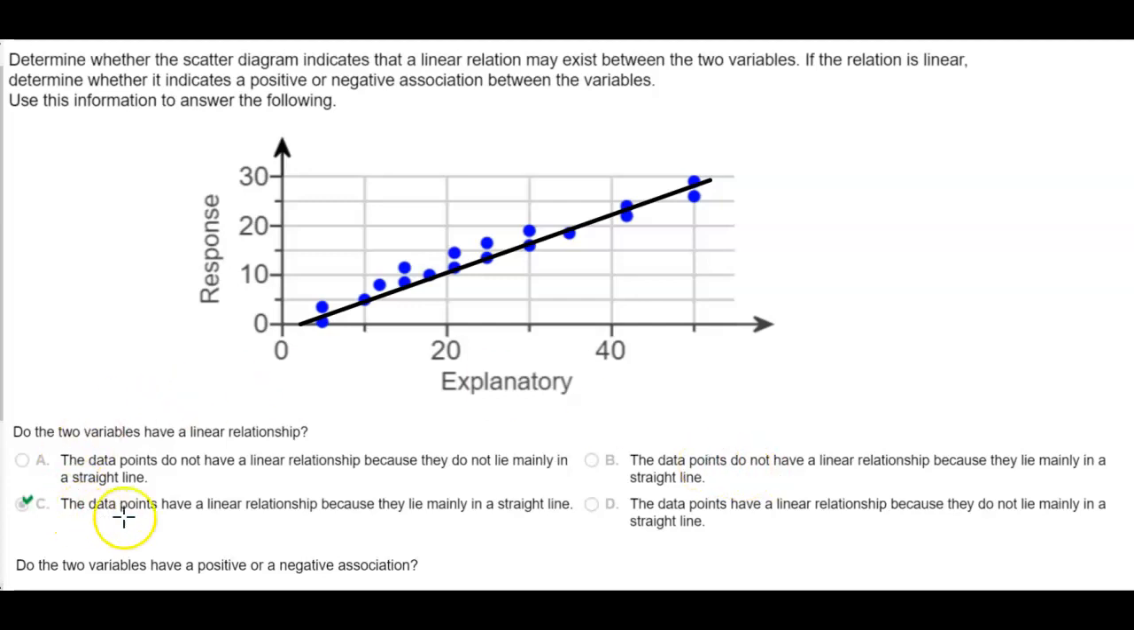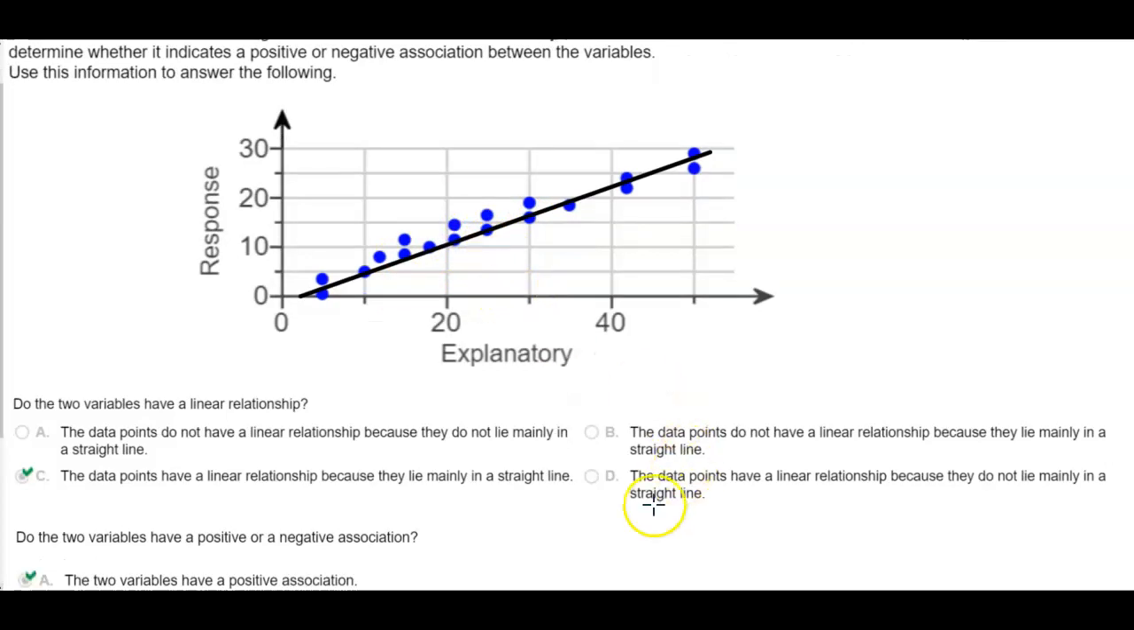In part C, it says that data points have a linear relationship because they lie mainly in a straight line. Well, that's true because they do. In part D, it says that data points have a linear relationship because they do not lie mainly in a straight line. So the answer is C, because they have a relationship because a lot of these points are close together, so that we can draw a line through that.